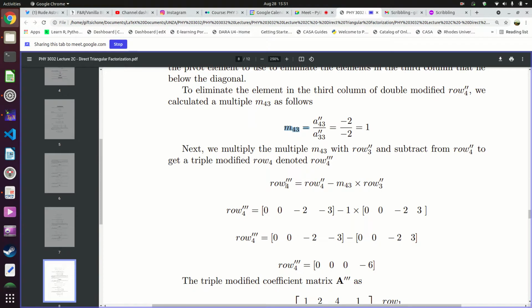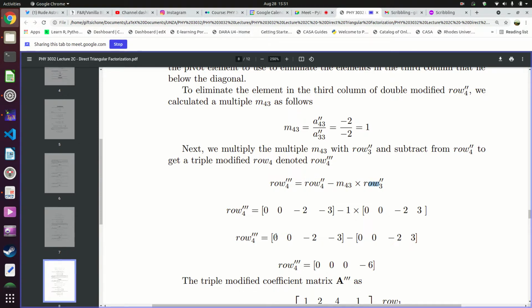So row 4 triple prime is going to be equal to row 4 double prime minus M43 times row number 3 double prime. Row number 4 double prime is 0 0 -2 -3, minus the multiplier, which is 1, times row number 3 double prime, which is 0 0 -2 3. So 1 times 0 gives you 0, 1 times 0 gives you 0, 1 times -2 gives you -2, 1 times 3 gives you 3.